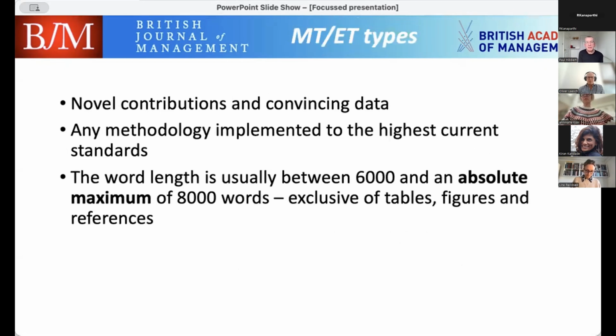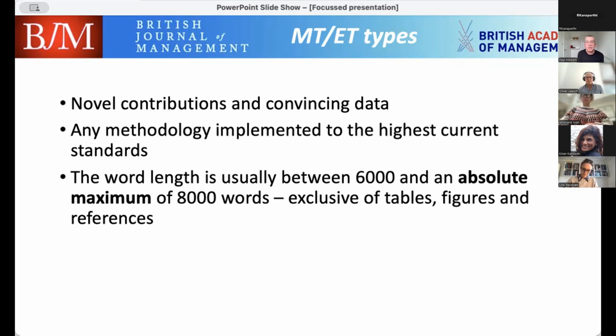So what do we look for in the contributions from these articles? If you're looking at the general articles for BJM or the management theory or education theory types, all of which are empirical, then we want novel contributions and convincing data. So that means that you can use any methodology that's appropriate for getting to the bottom of the questions you're asking and just implement it to the highest current standards. We're completely agnostic. So we don't favor qualitative or quantitative. It can be from autoethnography through to structural equation modeling. As long as you do it well to the highest current standard, that's all we ask.